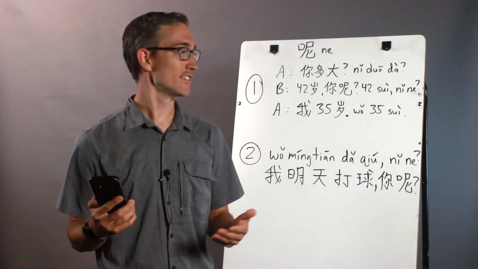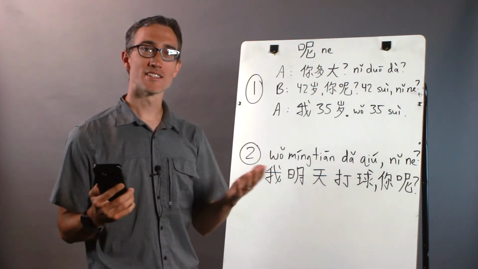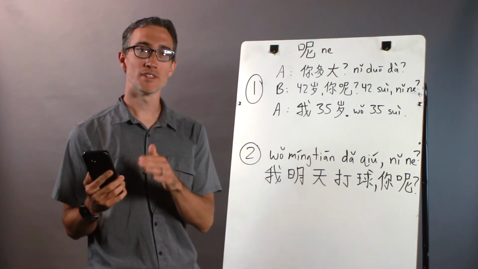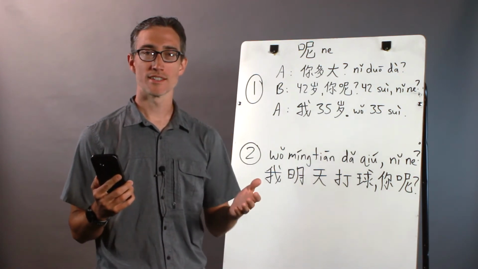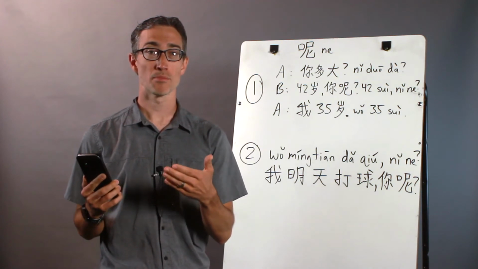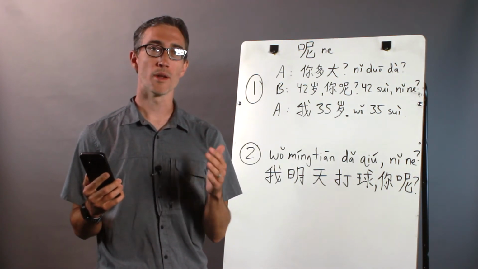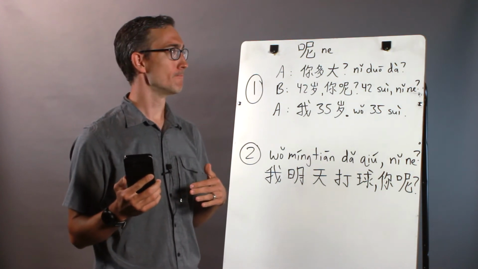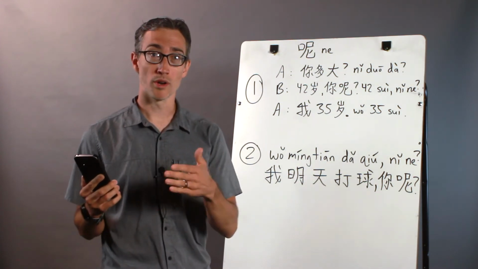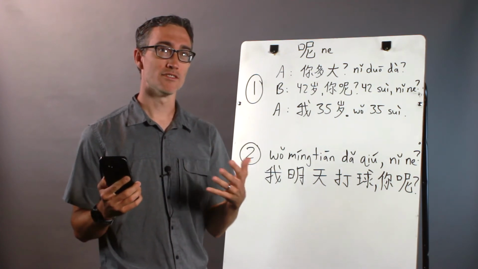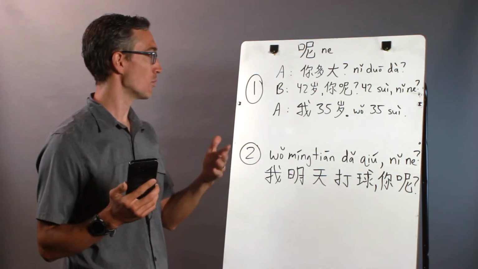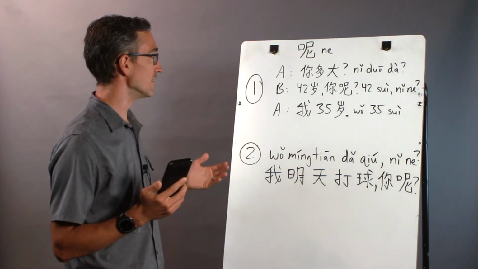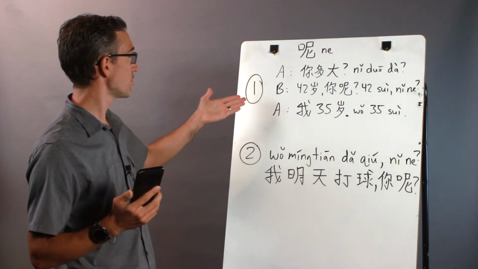The next particle I'd like to teach you is na. Na has several uses, but we're going to focus on just one now. Na is tacked on at the end of a phrase or sentence to make a reciprocal question or a what about, how about question. You know, in English we might say, how about you, or what about you, or and you. That kind of thing. To make a what about question is how you just use na. It's very simple and convenient. So here's the first example.